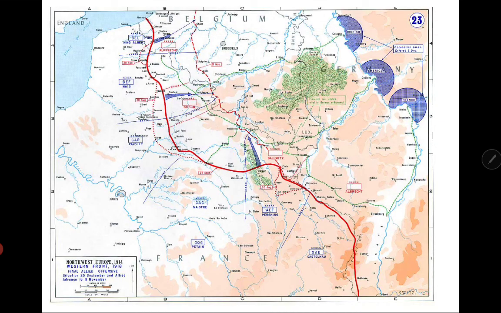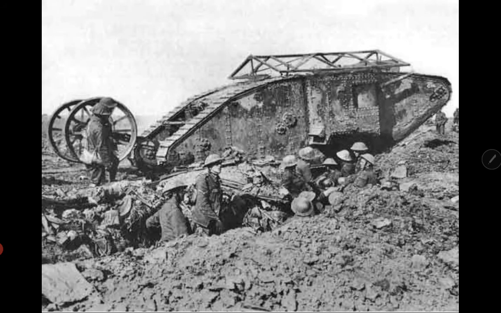So these lines do not move very much throughout the war. And when the United States comes in, they help to push the tide of the war because everyone was so tired out. They call them the doughboys because they weren't starving. And they are able to push it towards the side of the Allies.